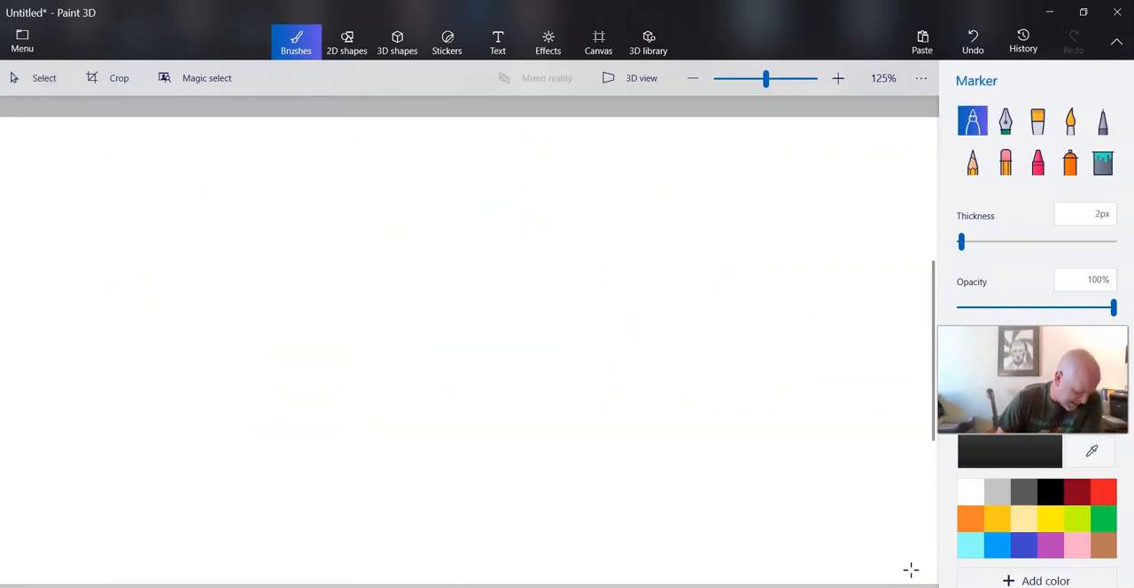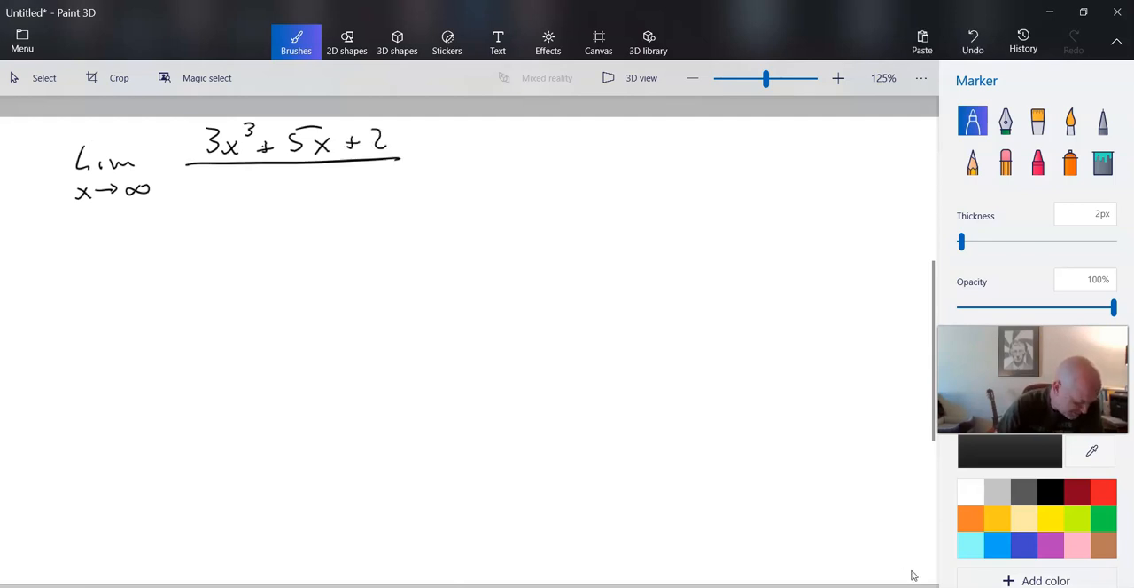All right, so let's say we have, well, let's say we have lousy handwriting, which I do. Okay, so we want the limit as x goes to infinity, and this time we're going to do this a little bit differently. Let's say I have 3x cubed plus 5x plus 2 over 4x cubed minus 6. Okay, so again, we're looking at a limit as x goes to infinity.